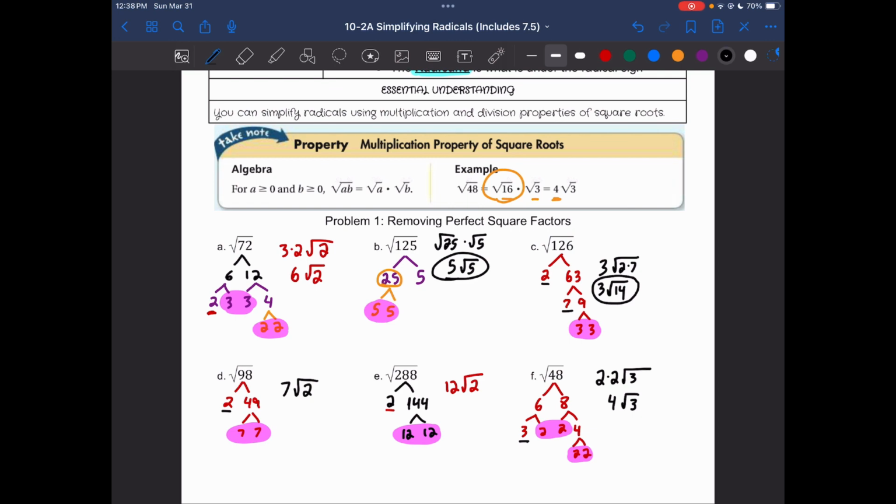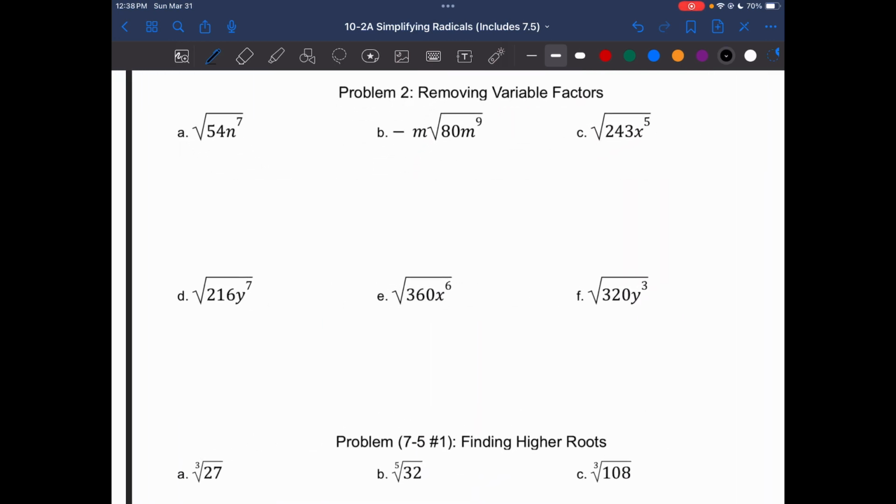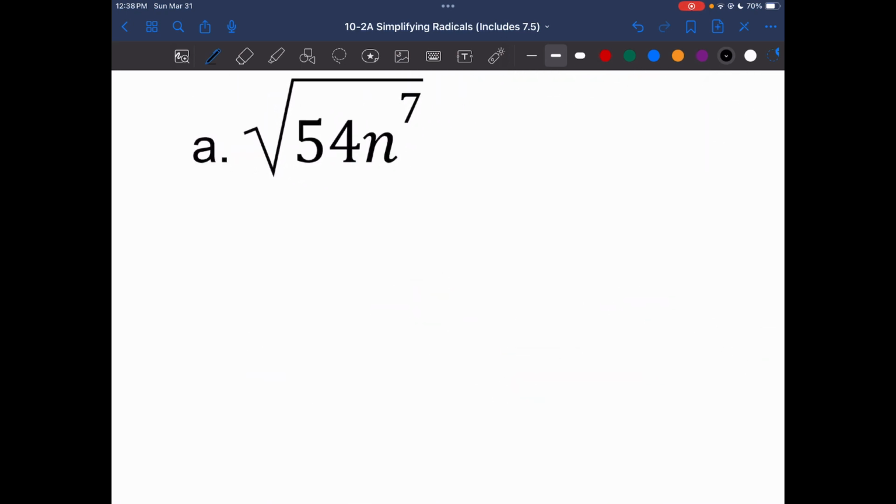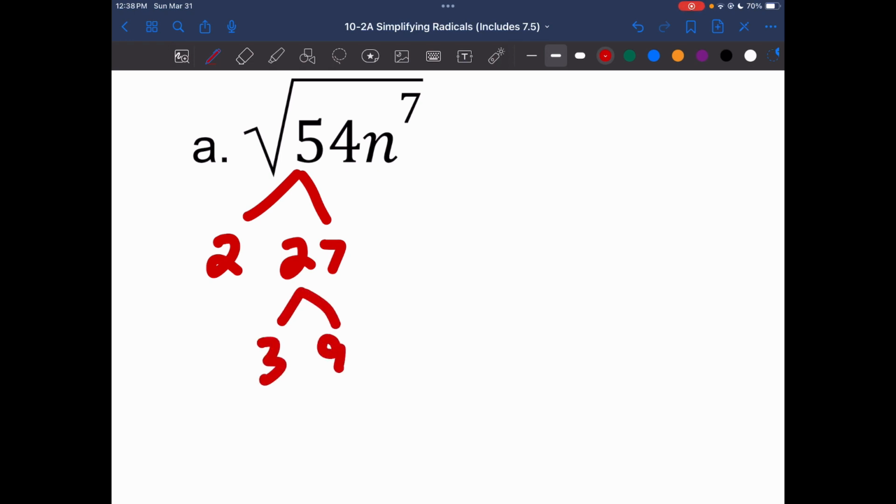All right, so we're going to move on to our next page now, and we are going to remove variable factors. We're going to follow pretty much the same approach. The first thing we need to do is find the factors of our coefficient. So 54, I know, breaks down into 2 and 27. 27 breaks down into 3 and 9, which breaks down into 3 and 3.